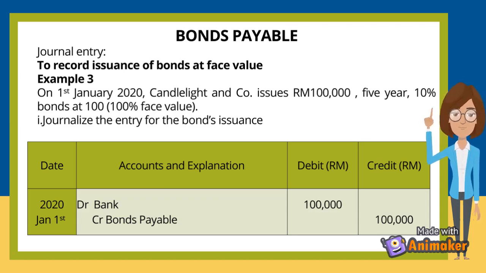Next we will look at the example for bonds payable. On 1st of January 2020, Candlelight & Company issues RM 100,000, 5-year, 10% bonds at 100% face value. Journalize the entry for the bonds issuance. To record the bonds issuance, we will debit bank 100,000 ringgit and credit bonds payable 100,000 ringgit.